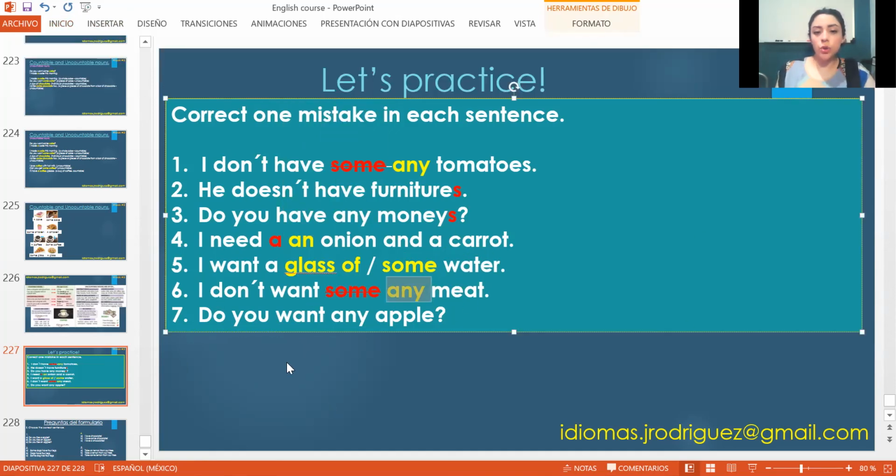And the last one, do you want any apple? Any apple? No. Do you want an apple? Okay, an apple. Let me put it in red. An apple because apple starts in vowel sound. So I'll choose an. Okay. So that will be the activity, and then take a screenshot if you want.